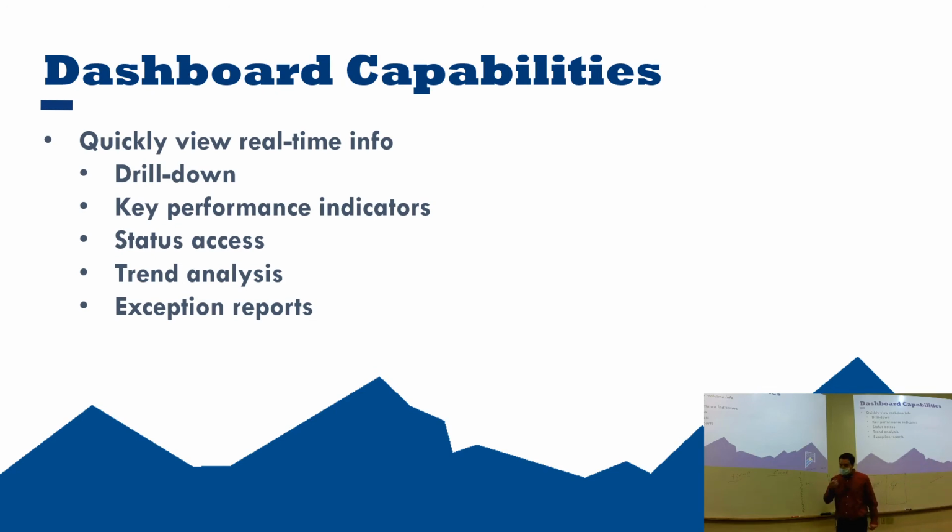Status access. That's going to tell you, is something accessible or not? So for example, let's say we have a website, and we want to see, can people get to the website? Well, let's have a little status access in the dashboard. It's going to periodically ping it, maybe every second, maybe every 15 seconds. And it's going to tell you if something's accessible or not. Does that make sense?